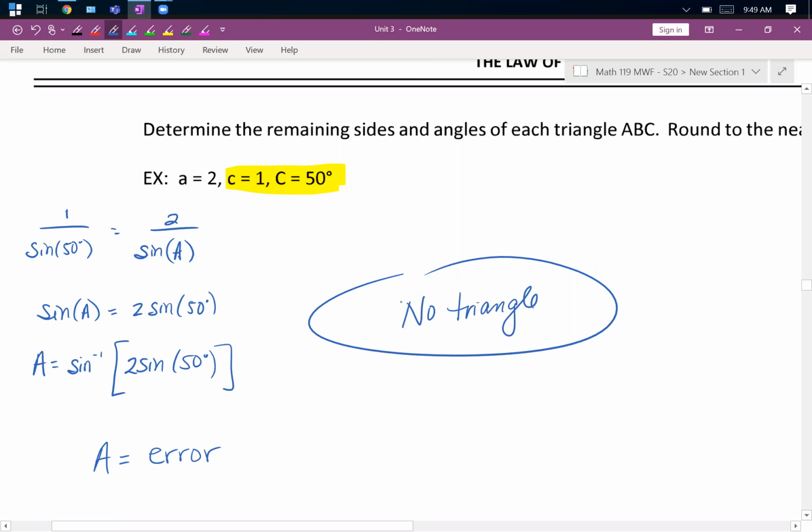All right, no triangle. It clearly presents itself when there's a problem. So I always just assume there's two, and something will happen to tell me there isn't two otherwise.